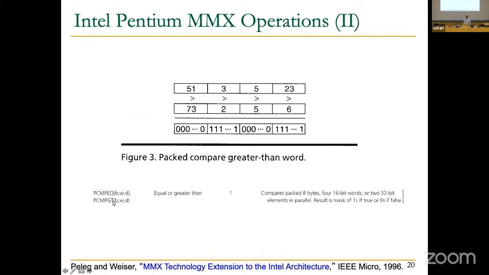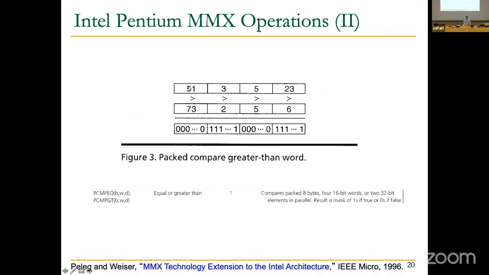So these are the instructions that you can see. This is called packed compare greater than word. Basically, you chop the register into 4 words. Let's assume that this is the source register, and these are the values of the 4 words in the source register, and these are the values of the 4 words in the second source register. The result of this operation is this. Let's take a look at the ISA definition. Compares packed 8 bytes. Well, in this case, I think 4 16-bit words. Result is a mask of 1s if true or 0s if false.